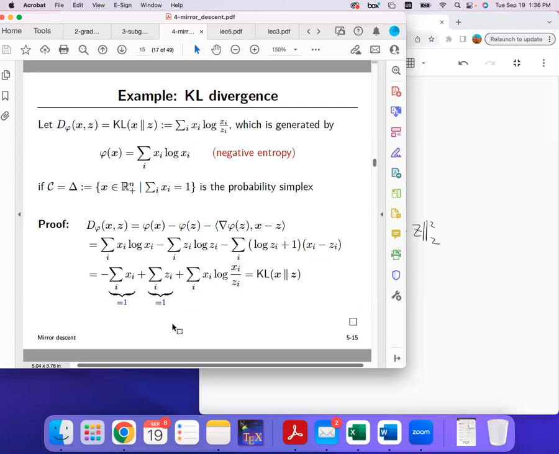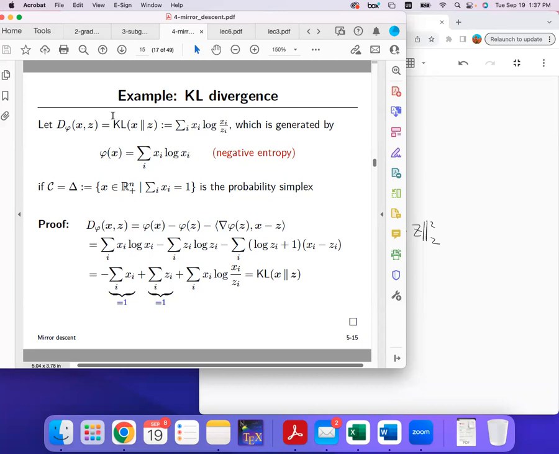And this is another example, KL divergence. The KL divergence between X and Z is defined as follows. Here we assume both X and Z are on the probability simplex, meaning that their entries are positive and they sum up to 1. And then we can measure the distance of two distributions using the KL divergence.